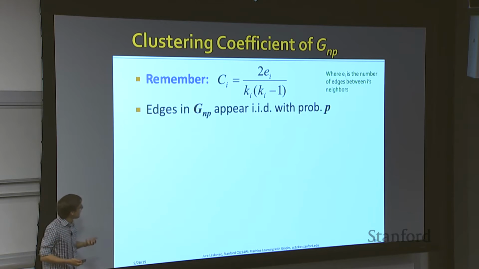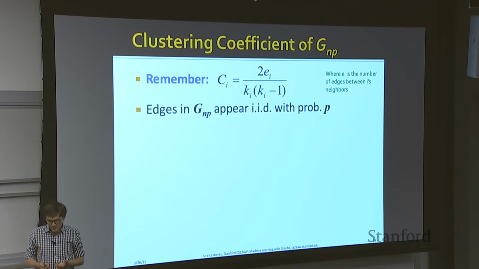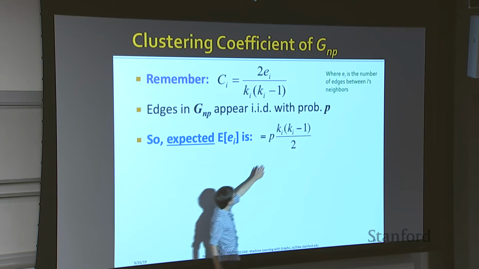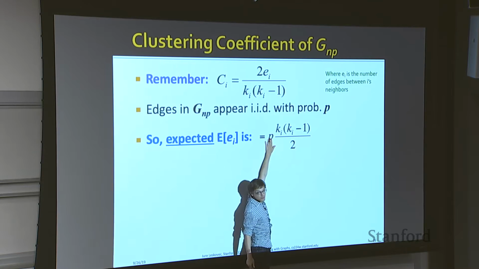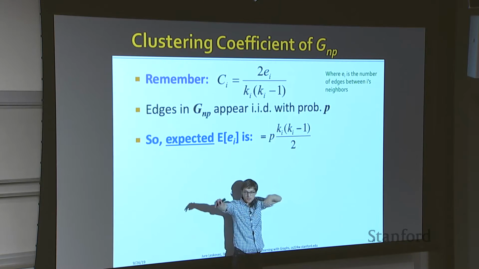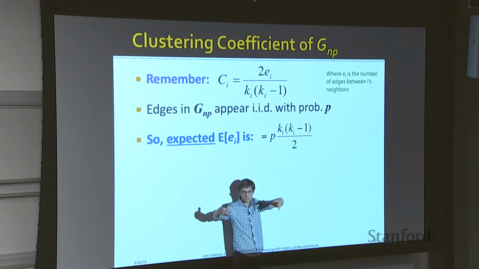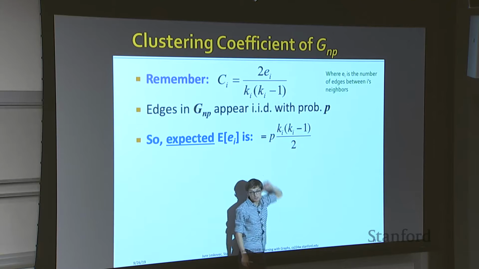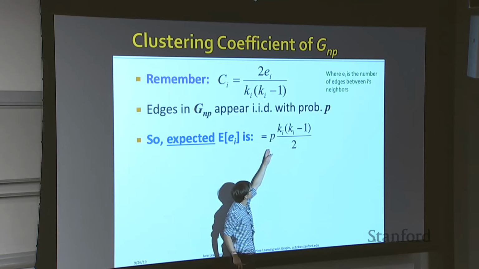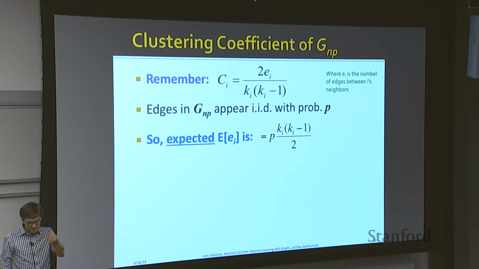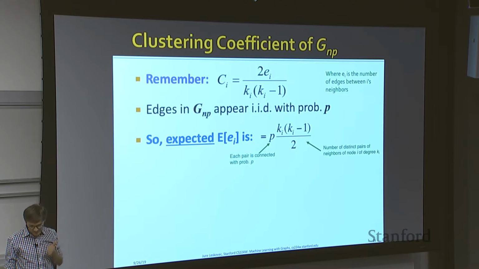I ask, what is the expected number of edges between k people? The possible number of edges is k choose 2, which is k times k minus 1 divided by 2, where k is the degree of the center node. So there are k choose 2 ways to select pairs. This is the total number of edges possible between k friends, and each of them happens with probability p. So the expected number of edges between them is p times k choose 2, where k is the degree of the node.